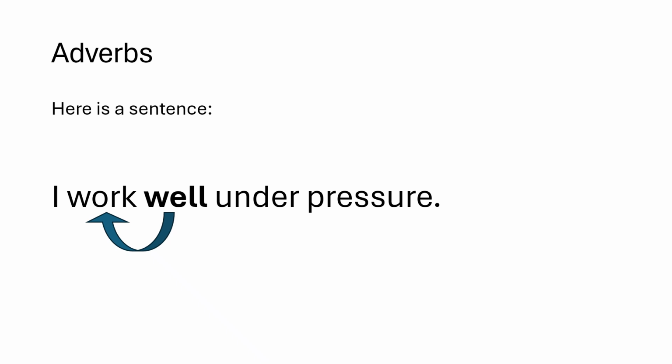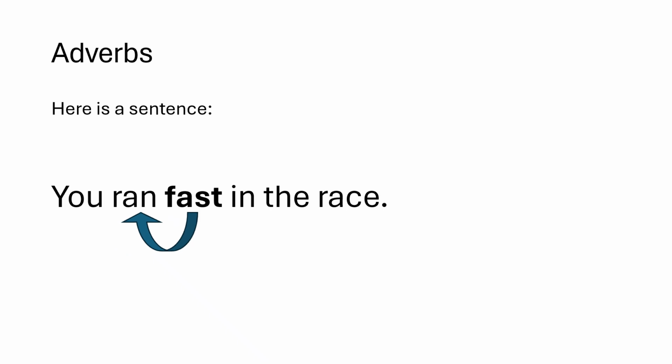Here is a sentence. I work well under pressure. Well modifies the verb work to show the manner that it is done in. Here is a sentence. You ran fast in the race. Fast modifies the verb ran to show the manner that it was done in.